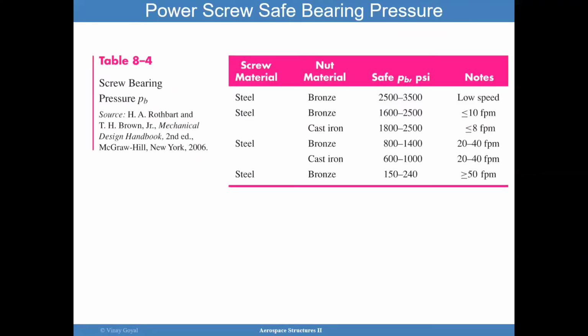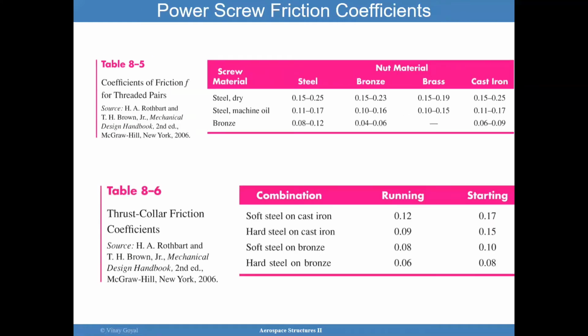So I want to move on here a little bit into power screw safe bearing pressure. There are some materials provided, the nut material, and what is a kind of safe bearing pressure that is good. That's something that people consider in design. Power screw friction coefficients are useful. They come from various sources. Again, these notes came from Shigley, but it provides you frictional coefficients between various materials, and that is what is nice about looking at this carefully.